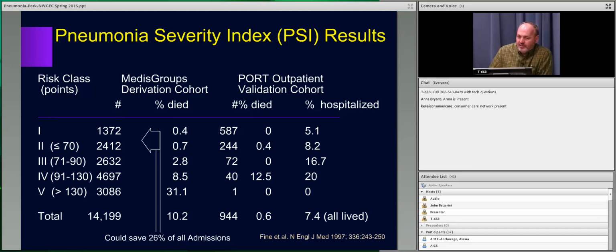So that was their derivation cohort, and if they had sent all the risk group 1 and 2 patients home, they would have saved about a quarter of all hospital admissions. So that's a good thing.